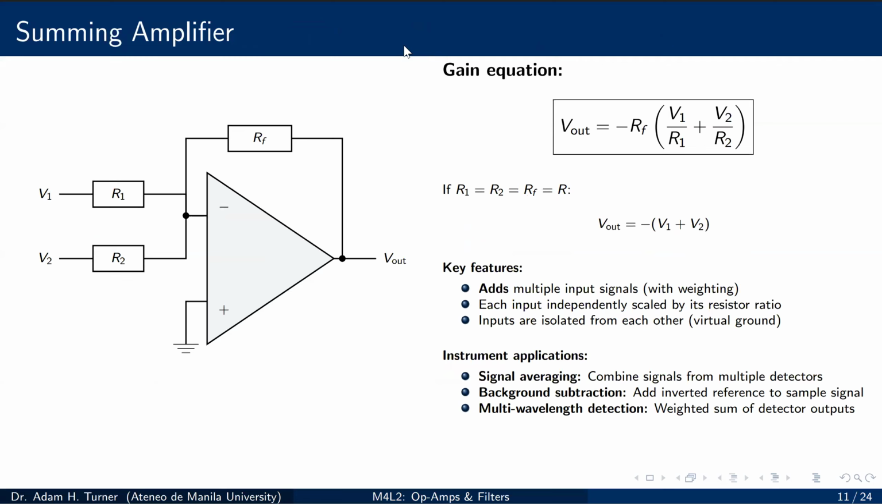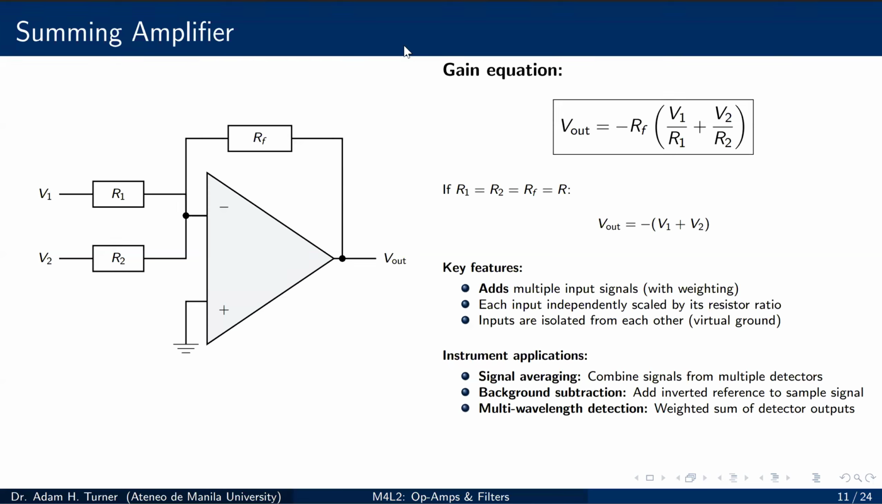If all resistors are equal, it's a simple sum. If they're different, each input is weighted differently. This is useful for combining signals of different magnitudes. In instruments, summing amplifiers are used for background subtraction. You invert a reference signal and add it to the sample signal to cancel out the baseline. They're also used in multi-channel detectors and signal averaging circuits.